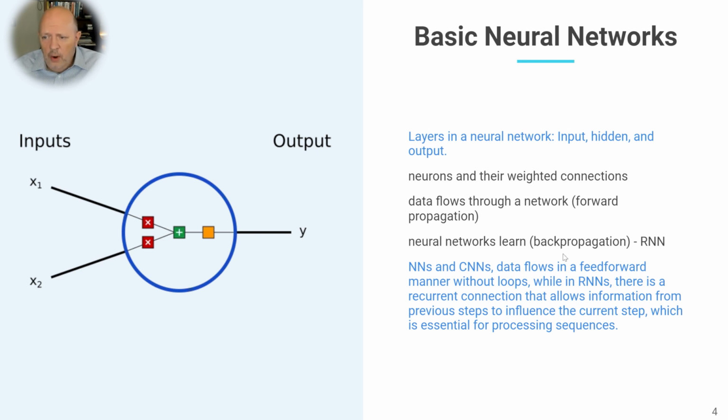So RNN loops back, and it keeps track of sequential data, which is very, very important. While you may think it'd be great to have photographic memory, there's a lot of downsides to having a photographic memory. So in neural networks and CNNs, data flows in a feed-forward manner, from one neuron to the next, to another neuron. While in a recurrent network, hence the word recurrent, there is a recurrent connection that allows information from the previous step to influence the current step. This bias or gate is essential for processing sequential data.